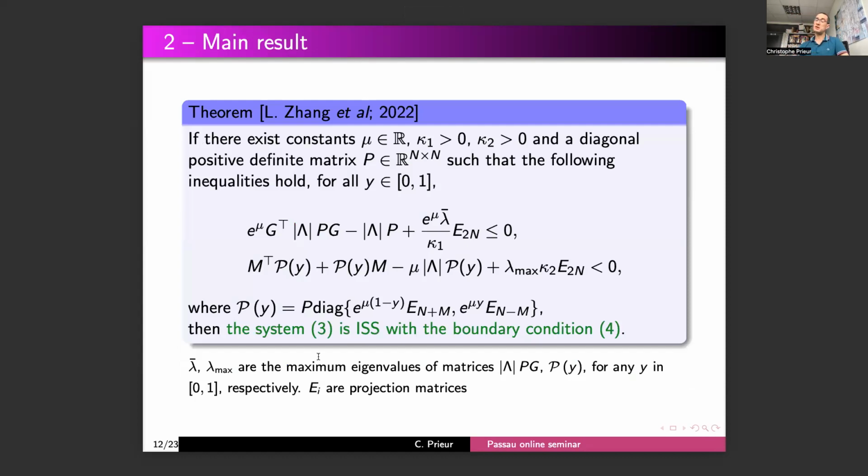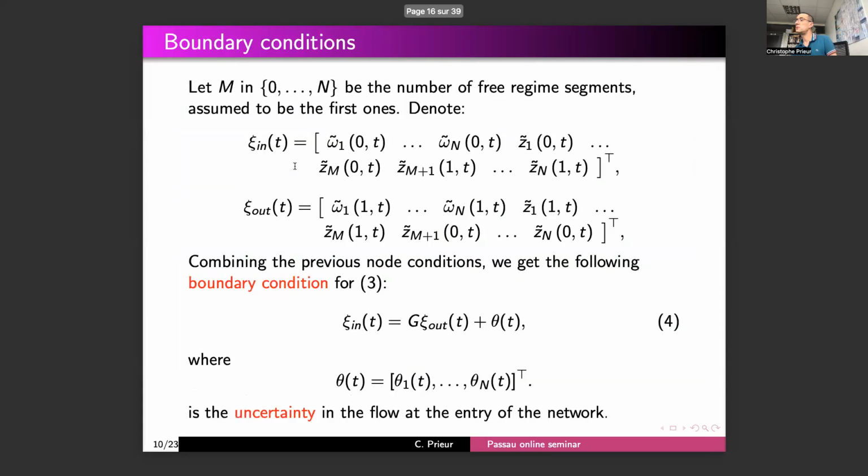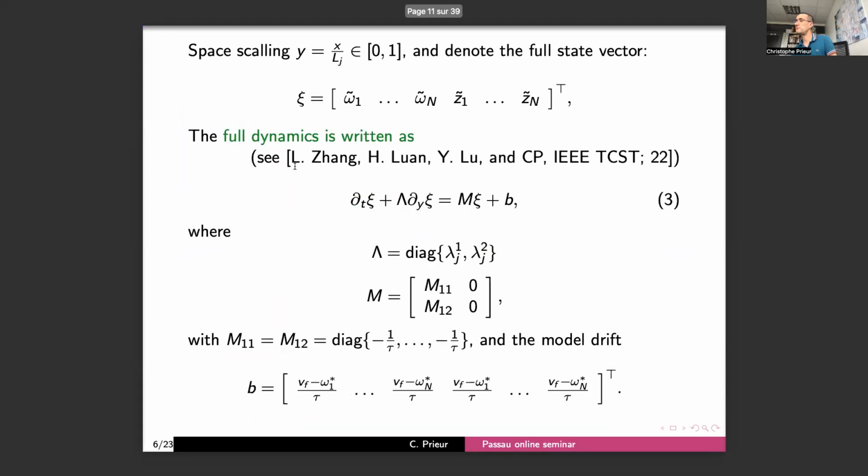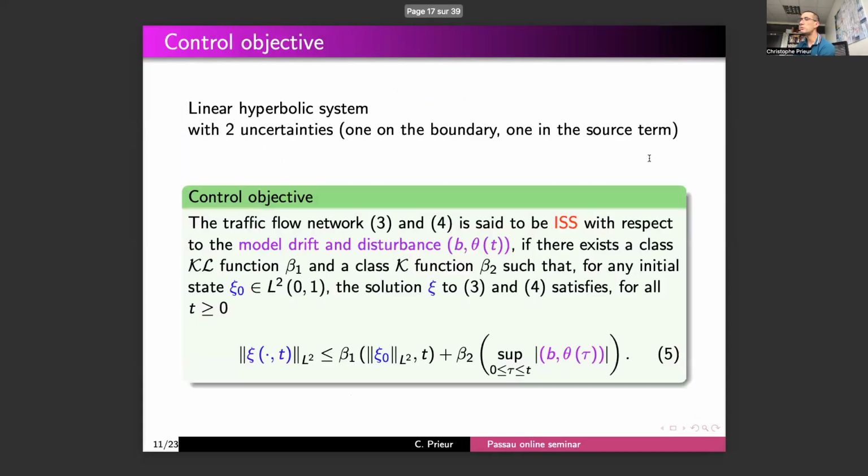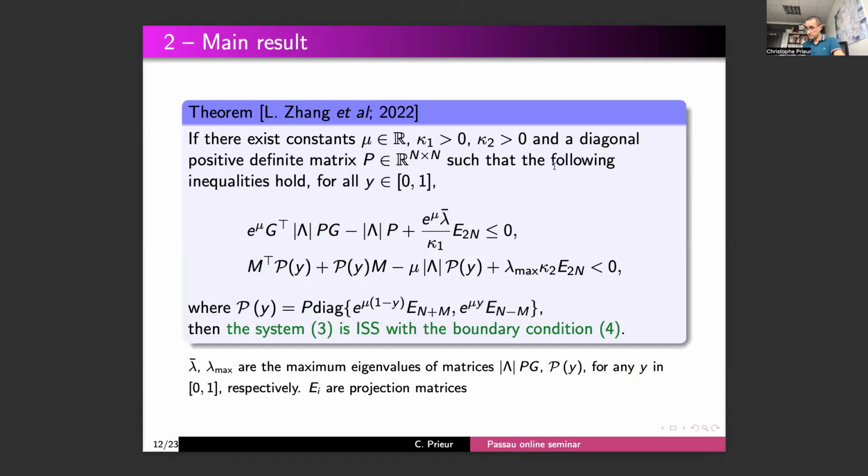And the contribution, I forgot to say that it is a joint work with Ligo Zhang, Wang Wu, and Lu. Sorry, I forgot to emphasize that. This is an IEEE Control Systems Technology paper that appeared last year. And in this paper, we have this main result, which is a set of sufficient conditions so that we have a solution of our control objective.